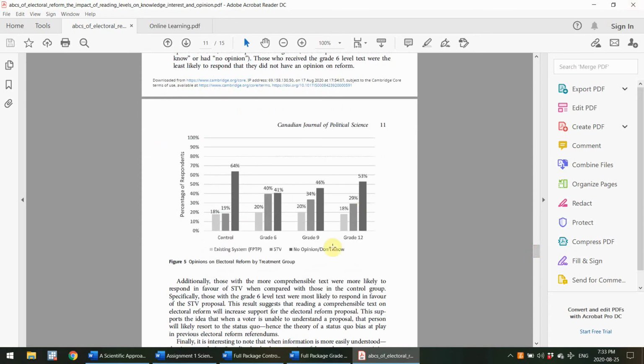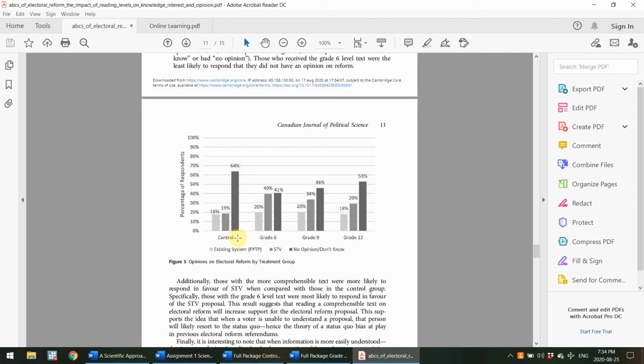Okay. So let's just look at just these two groups, the people who got the grade 6 text and the people who got the control text. Ultimately, what had happened is they were getting texts at different reading levels, but you can even just aggregate them together and see people who got the control text versus the people who got the text about STV. And you can see that the people who have no opinion or don't know is much higher with the people here with the control text.